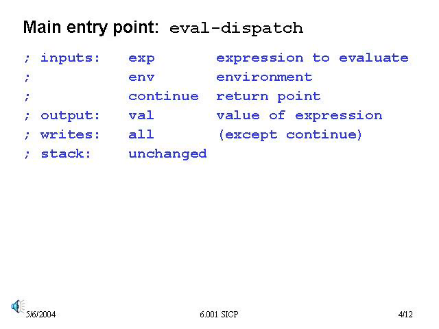As output, we're going to put the value of the expression in the val register. And in terms of what gets written, we're going to assume for eval dispatch that everything does except continue. That may not always be true, but since we're going to have a wide range of expressions that can be dealt with, we need to be safe about making that assumption.